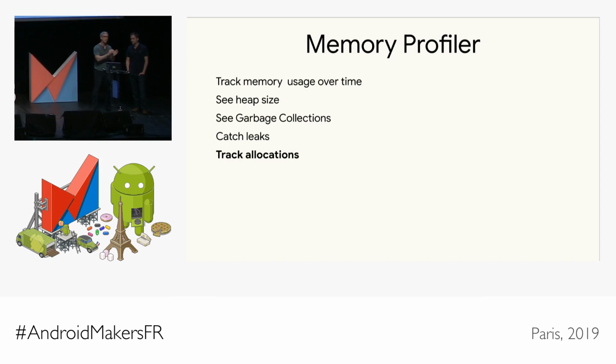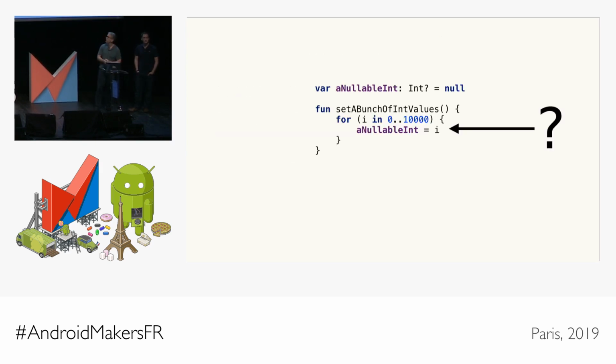So instead of using the standalone allocation tracker tool, you can actually do this directly in the memory profiler itself. Here's some simple code that I wrote myself. We have a tight loop. We're going to run 10,001 times through this loop, and each time we're going to take a primitive int value and assign it to something that is a nullable value. We know from the previous example that this is going to be an integer type at the lower level.